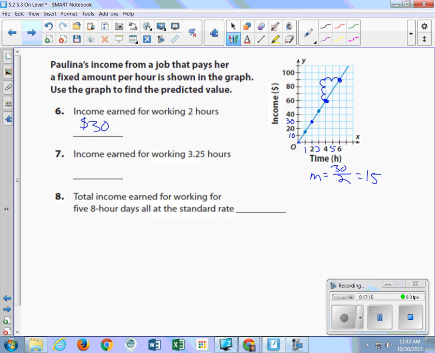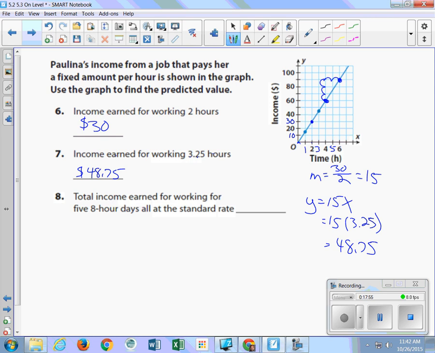All right, so I need to plug in y equals 15x, and then I can plug in 3.25 hours. Is that on the x or the y? That is the label of the x, so I'm going to plug it in for x. So 15 times 3.25. Use my calculator. I get 3.25 times 15 is 48.75. So for 3.25 hours, she gets paid $48.75.